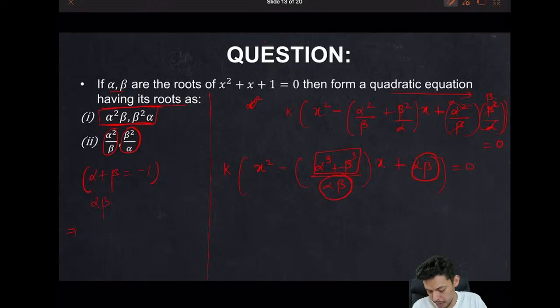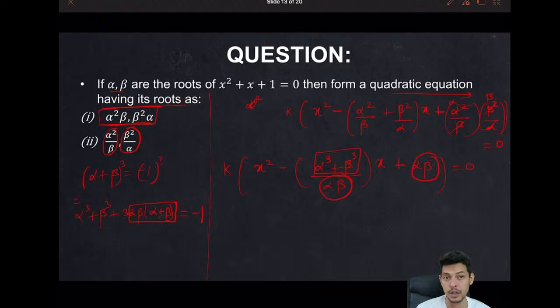The moment you cube that expression, cubing both sides, we will get alpha cube plus beta cube plus 3 alpha beta into alpha plus beta, and that is equal to minus 1. Now please again have a look at this expression. What is this? This is alpha beta and alpha plus beta, right? So we can substitute the known values. We already know what alpha plus beta is and what alpha beta is, so please do that.